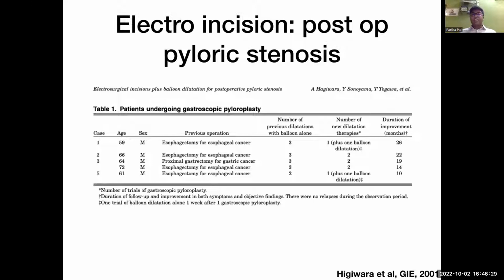Electro incision therapy in post-op pyloric stenosis was initially described by Hagiwara, published in GI Endoscopy in 2001. Usually with electro incision therapy, the long-term efficacy is good because this cuts out the fibrotic tissue. The chance of bleeding is higher compared to endoscopic balloon dilatation, but the risk of perforation is lower.